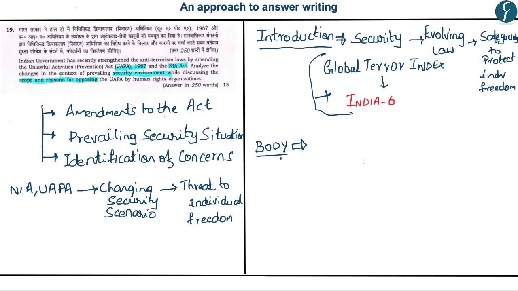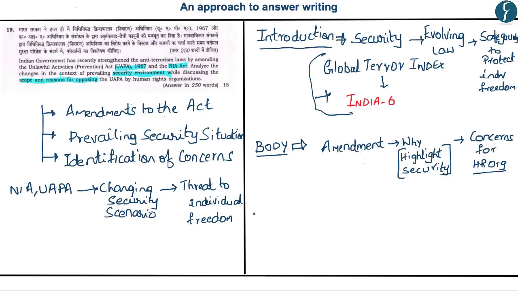Now, coming to the body of the answer, I will structure this part by mentioning the amendment to the Act and identifying the reason as to why it was done, which is effectively the security situation that demanded the amendments, and finally highlight concerns by the human rights organization for such an amendment. So, let us take up these amendments one by one.